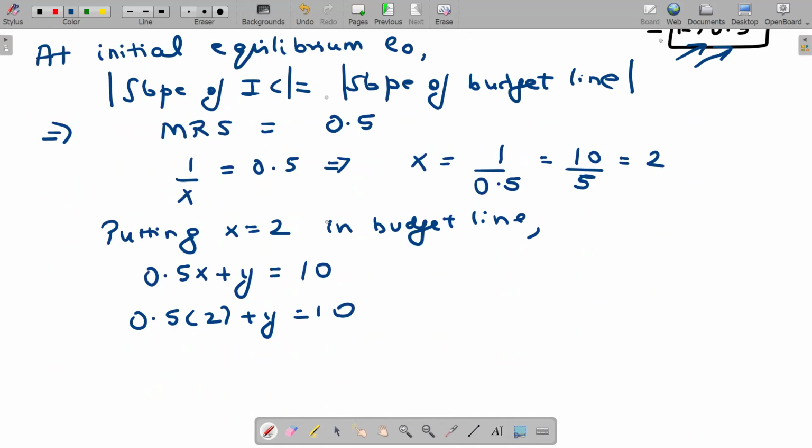So this is 10 plus y equals 10. So I get y as 0. That means the initial equilibrium of y I'm getting is 0.